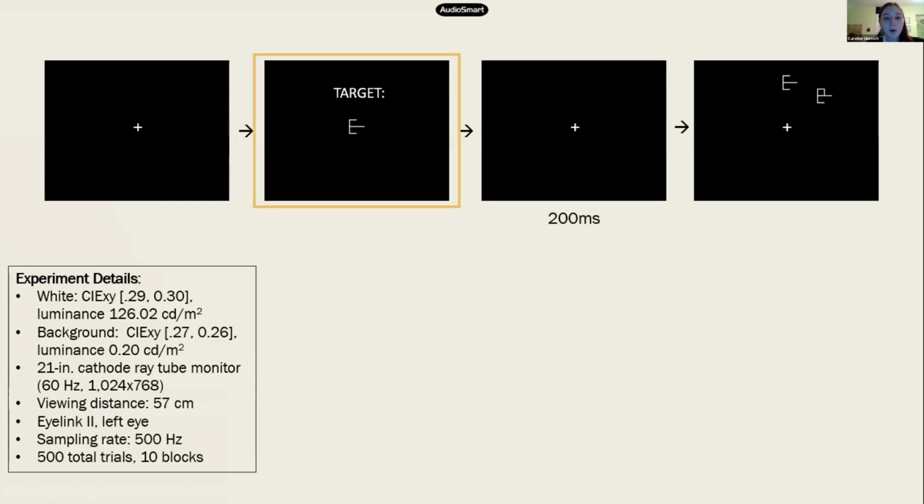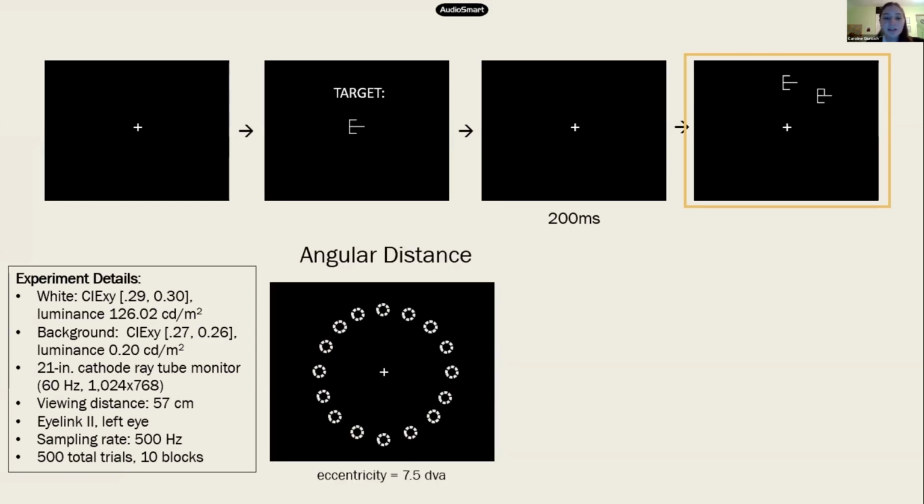Participants were first shown a preview of the target, and then were later asked to fixate on the central fixation cross, use their peripheral vision to figure out which object is the target, and then make a saccade to the target. And we varied the distance by what we called angular distance in an egocentric reference frame.